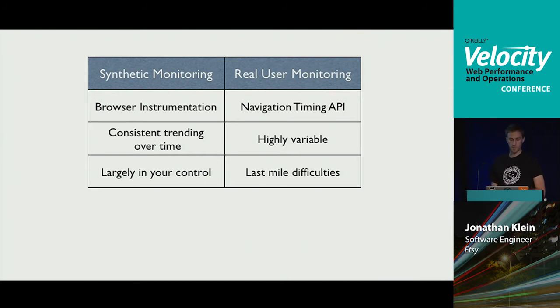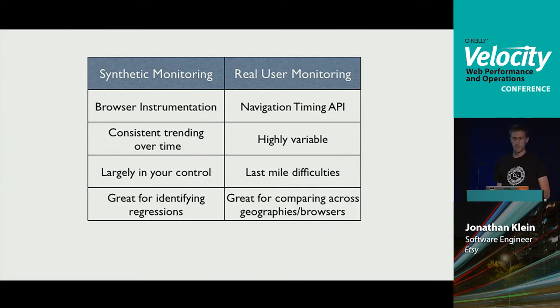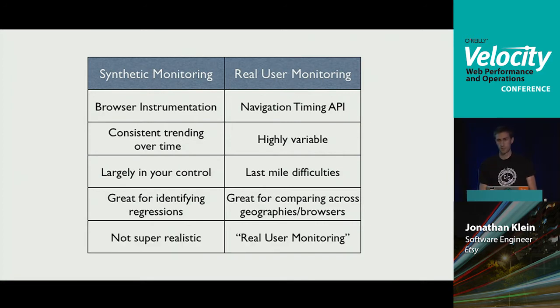On the real user side, we have these last mile problems. Because of the end user connectivity from their individual device to the local cell tower or data center, whatever it may be, that adds a lot of variability to those metrics. This means that synthetic is great for detecting regressions or changes in the performance of your page, and real user monitoring is great for comparing users across geographies, across different browsers, and seeing what's going on in real life. And again, that brings us back to this point that synthetic is not super realistic, but it's great for trending, and real user monitoring is called real user monitoring for a reason.